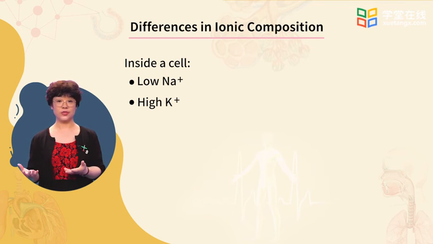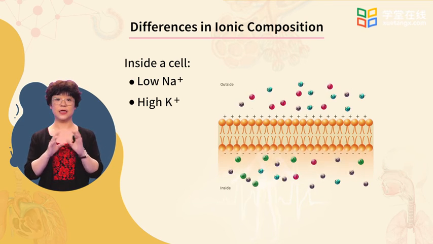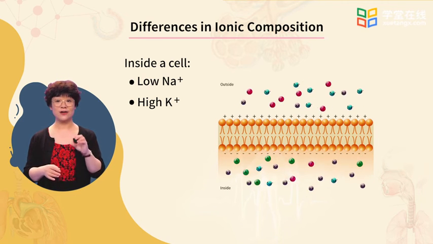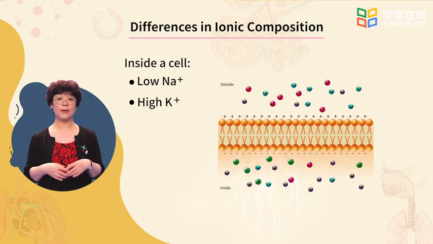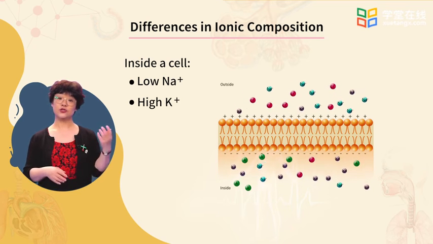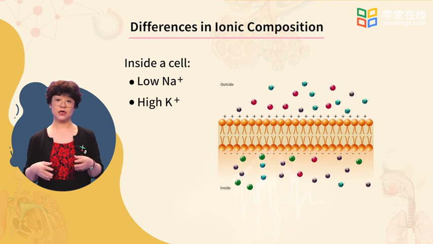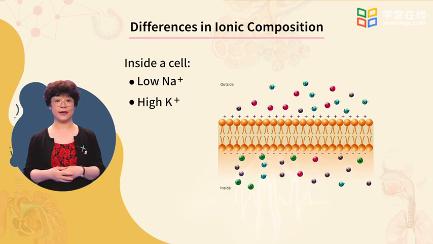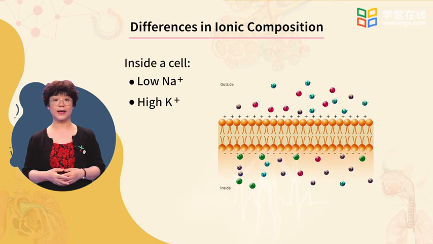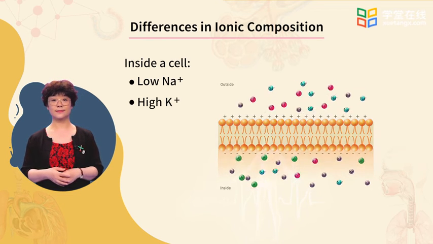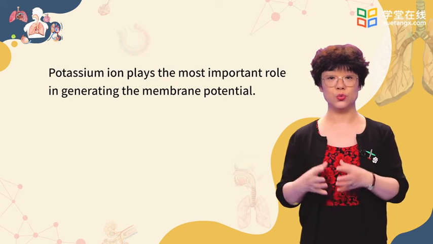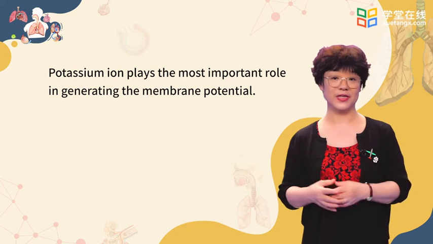Negatively charged proteins help to balance the opposite charges of intracellular cations, primarily potassium ions. In the extracellular fluid, the positive charges of sodium ions and other cations are balanced mainly by chloride ions. Although there are many other solutes, such as glucose, urea, and other ions in both fluids, potassium ion plays the most important role in generating the membrane potential.